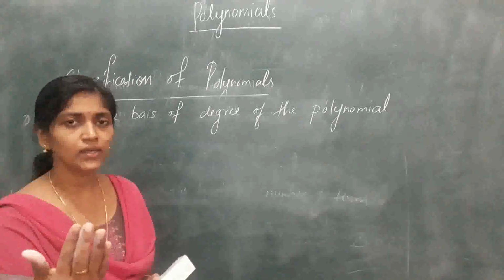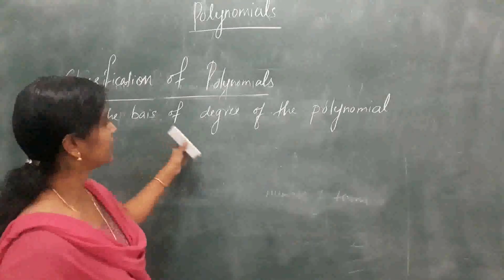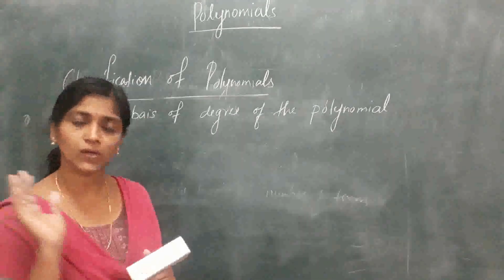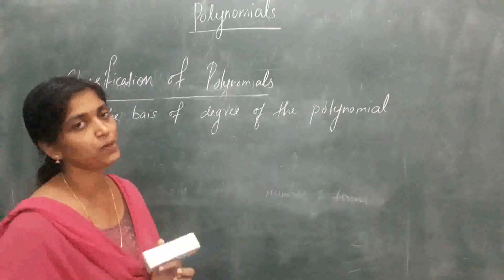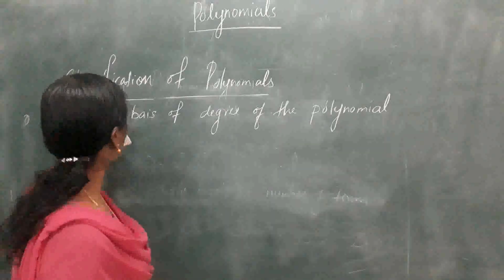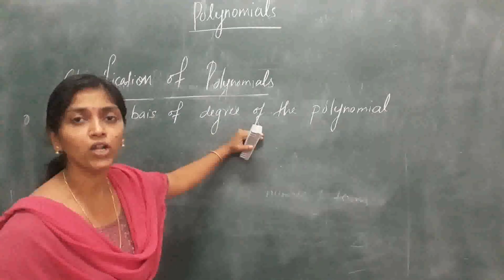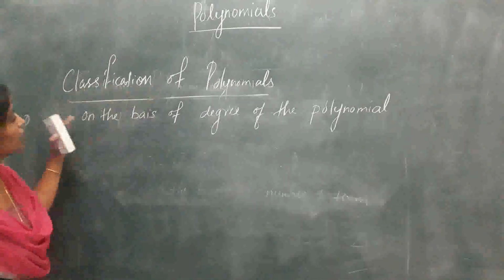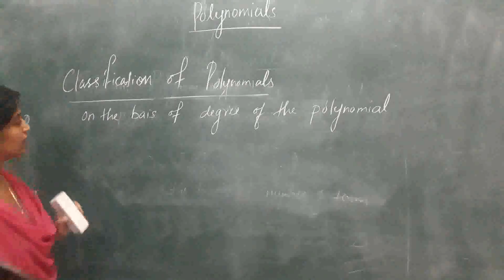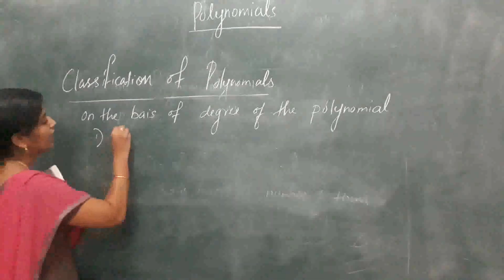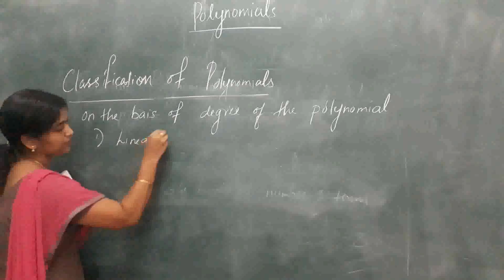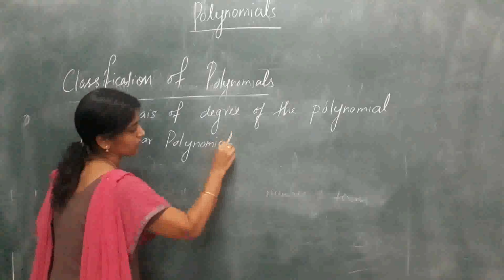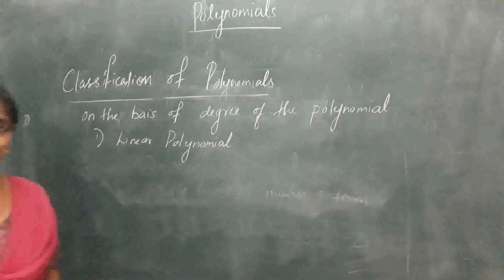Now we start with polynomial containing degree 1. Degree 0 polynomial, which is a constant polynomial, we call it a constant polynomial. Now we'll see what we call it if the degree of the polynomial is 1. So classifying polynomials on the basis of degree, the first classification is linear polynomial. So we are going to study linear polynomial.